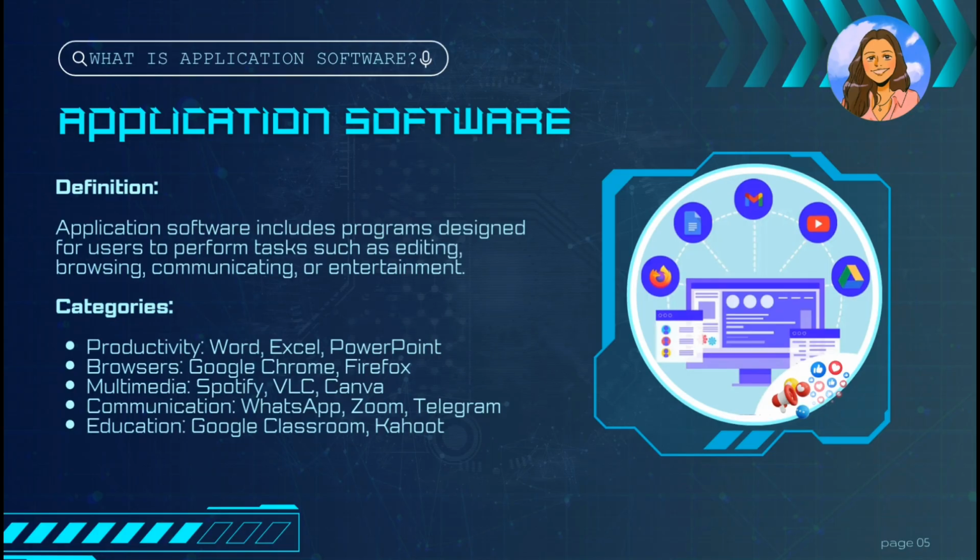Now, the definition of application software is it includes programs designed for users to perform tasks such as editing, browsing, communicating, or entertainment. There are several examples of application softwares according to each categories. So, for productivity, we can use Word or Excel. For browsers, we can use Google Chrome or Firefox, and for multimedia purposes, we can use Spotify, VLC, and Canva. For communication, WhatsApp, Zoom, Telegram, and lastly, for education purposes, we can use Google Classroom and Kahoot.